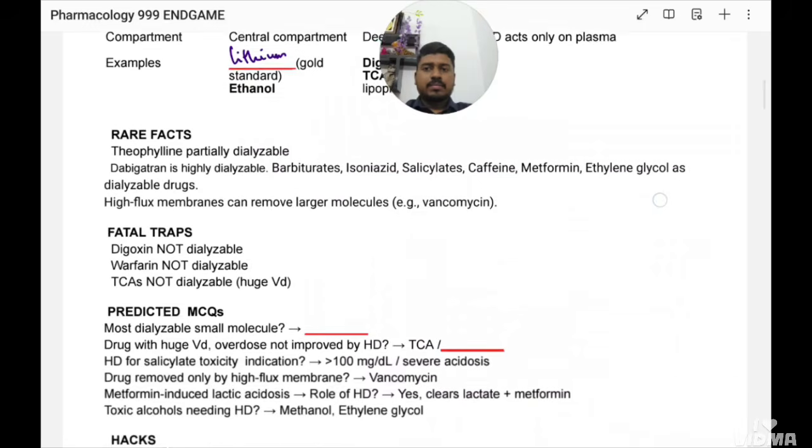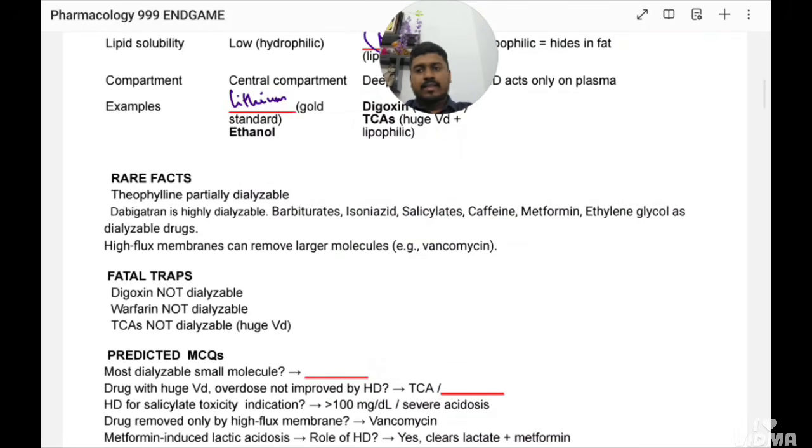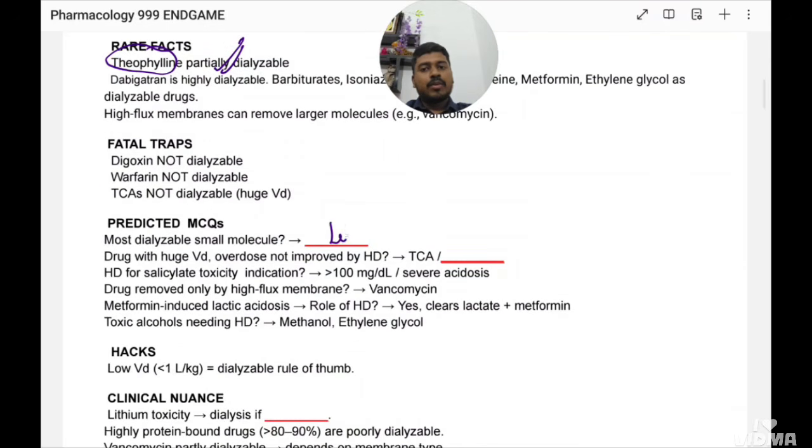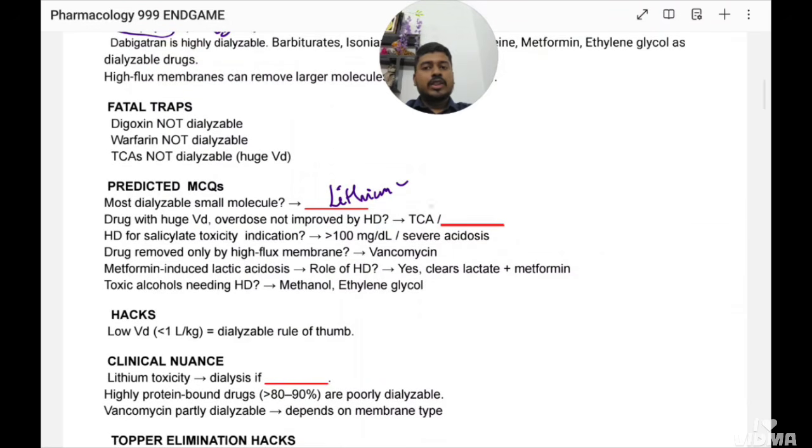Next, one important thing is theophylline. Theophylline is only partially dialyzable, not completely dialyzable. Then, the most dialyzable small molecule is lithium. Next, drugs with a huge volume of distribution are not improved by hemodialysis: TCA and digoxin.